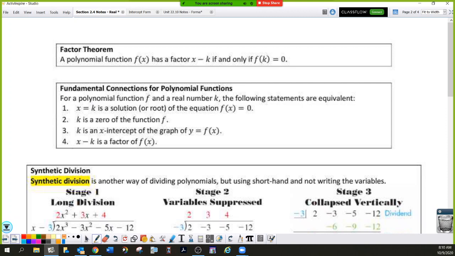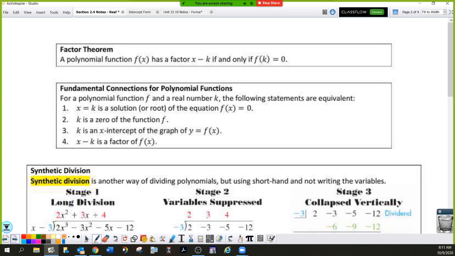Okay, so we're going to hopefully rarely use long division because long division stinks. Oh, look, this box right here is called the factor theorem. What it says is a polynomial function f of x has a factor x minus k if and only if f of k equals 0. So basically it says, if you get a remainder of 0 when you plug in the 0 of that divisor, you found a factor. That's all it says.